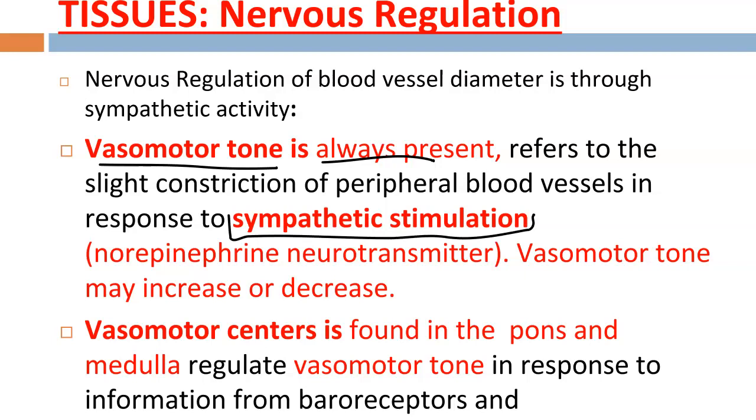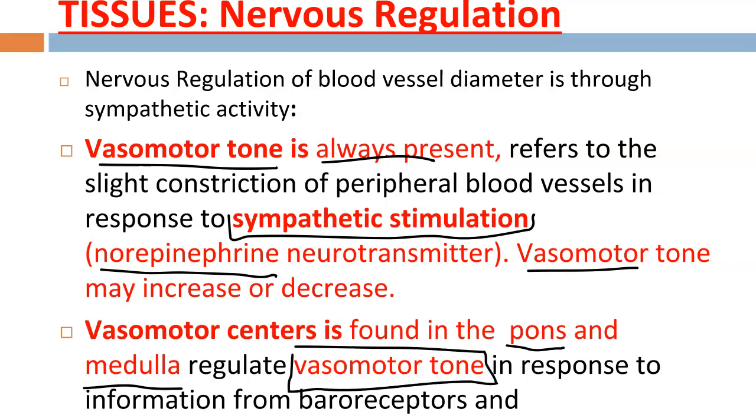Remember that the neurotransmitter of the sympathetic nervous system is norepinephrine. So the chemical that is actually causing this result, this constriction, is norepinephrine. And depending on the level of stimulation, vasomotor tone may increase or decrease. The vasomotor centers, the brain centers that control this vasomotor activity, are found in the pons and in the medulla oblongata. Especially the medulla oblongata is the center that controls vasomotor tone.